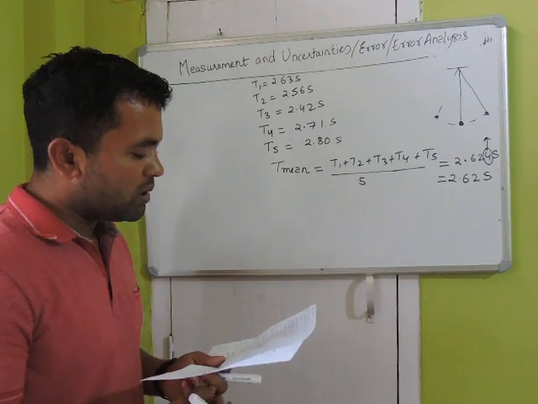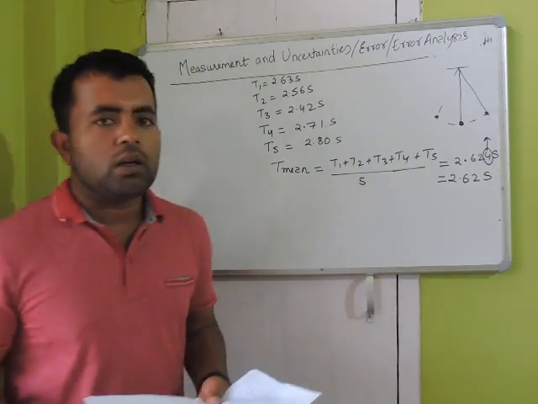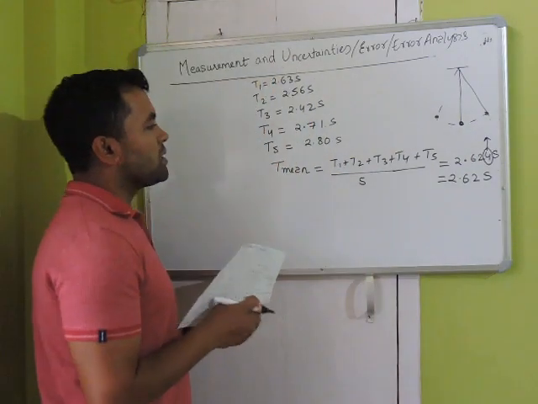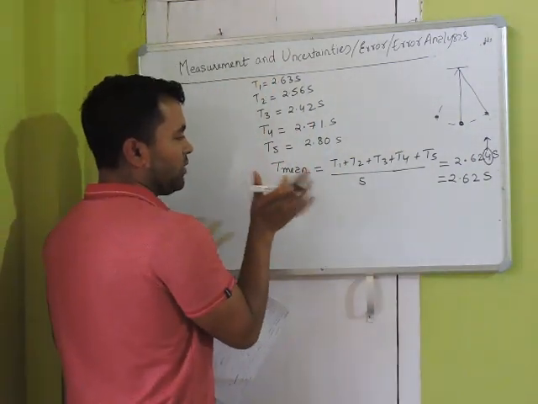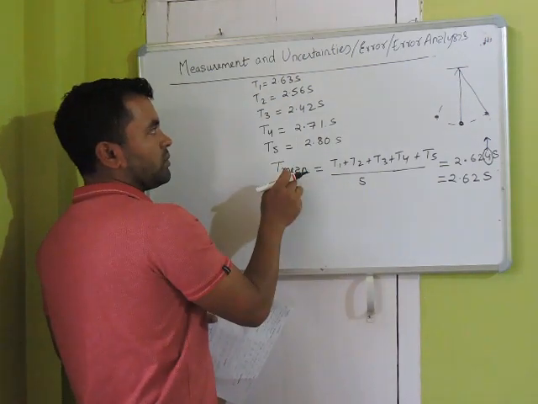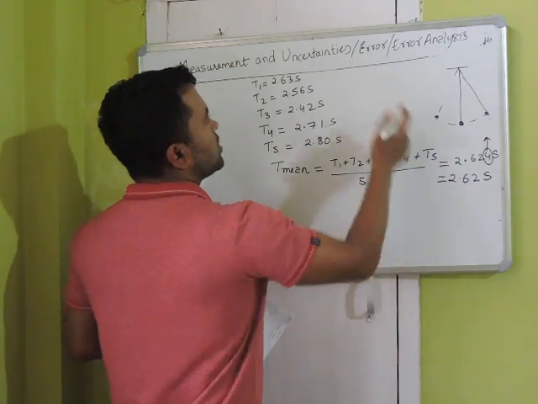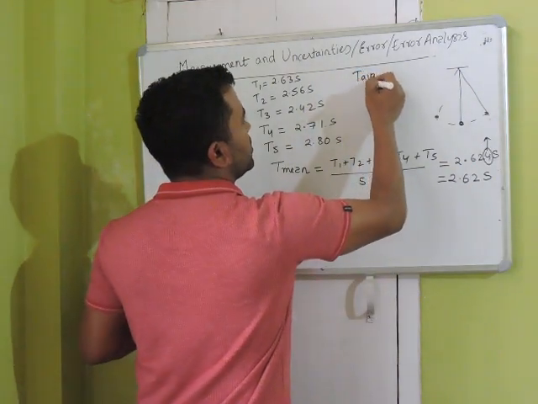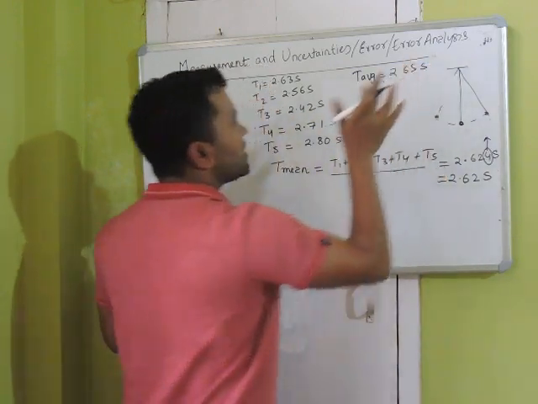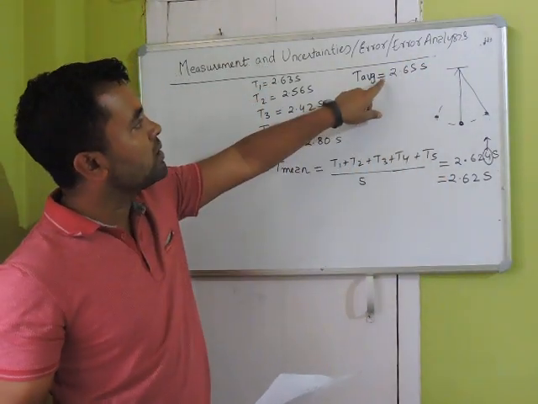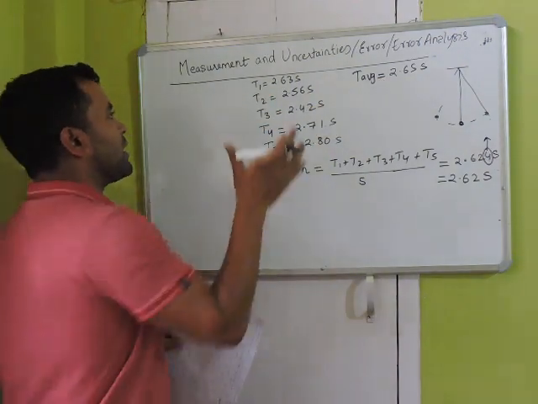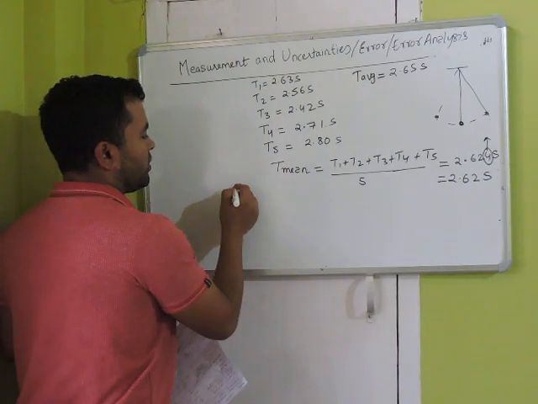Now suppose he asks how much this value and this value differ. So t average is the true value, 2.62 second. The next question is how much this and this vary. To understand that, we introduce the concept of absolute error.